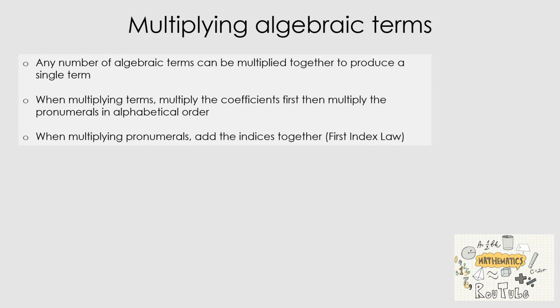When multiplying terms, multiply the coefficients first, then multiply the pronumerals in alphabetical order. So there's a bit of a step-by-step process there. Always start with the coefficients and then deal with the pronumerals afterwards. And then when multiplying pronumerals, add the indices together, which hopefully you have an understanding of the index laws, which sort of goes back to the first index law, where we have the same base, we're multiplying, so we add the indices together.